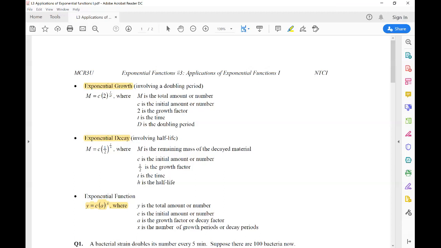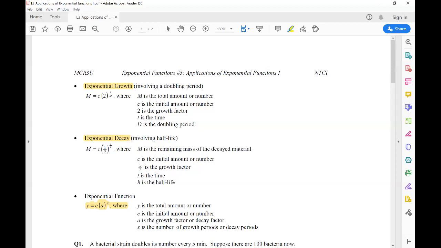Notice in this case, for the growth, that a value is 2, where 2 stands for doubling, right? So that's clearly greater than 1. When we look at the exponential decay equation, notice the a value is 1/2. That is less than 1.